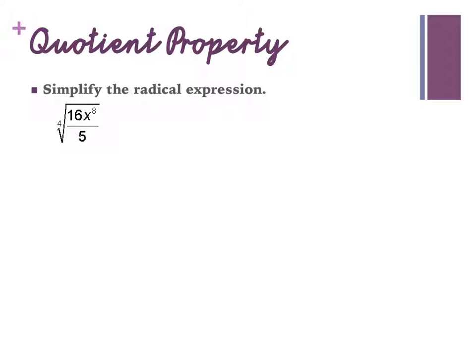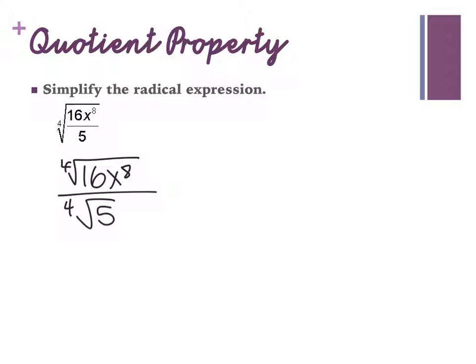Okay, now I've got a quotient, which means a division problem, right? Does that 4th root go to just the top of this? It's all of it, right? So the first thing I would do is split it. And I would say that that's the 4th root of 16x to the 8 over the 4th root of 5. And then start with your numerator. So try to break that down and see what you get for your numerator.